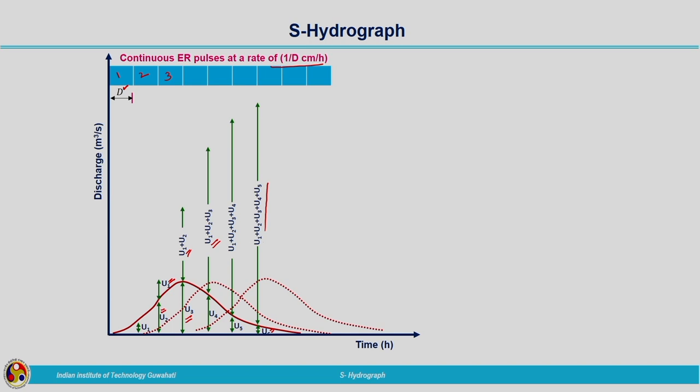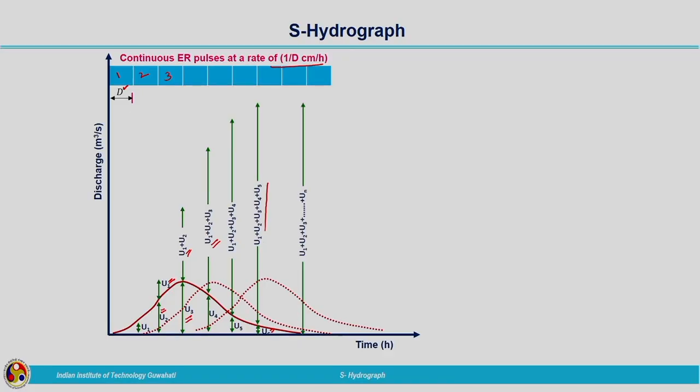Once it reaches the time base of the first unit hydrograph, the S-hydrograph will attain equilibrium discharge. After that, there will not be any change in the discharge value or the ordinate value of the S-hydrograph. You can understand this physically: once the contribution from the first effective rainfall pulse of Dr duration stops, that is, the last ordinate u6, the same ordinates get added up from the remaining unit hydrographs.